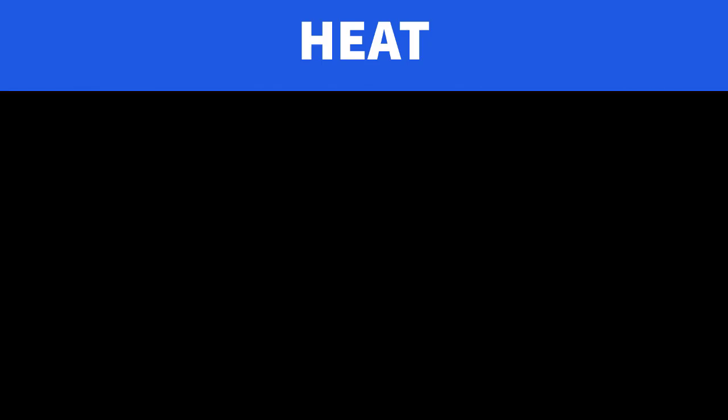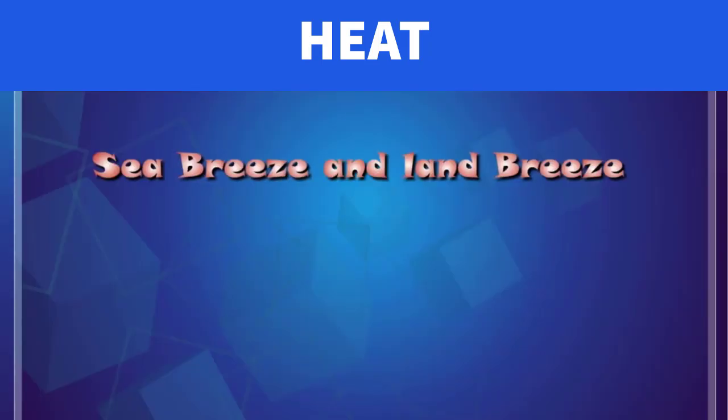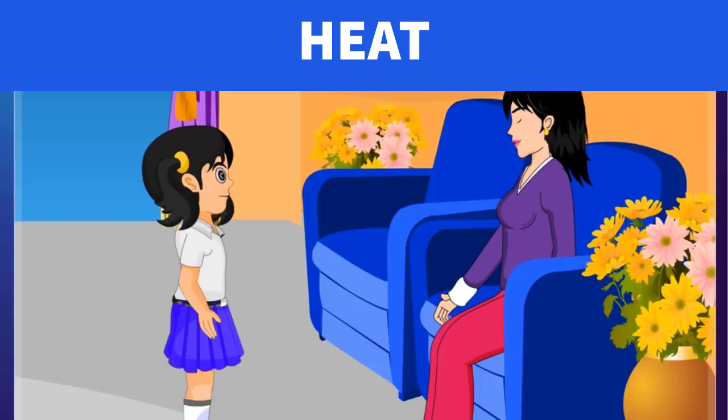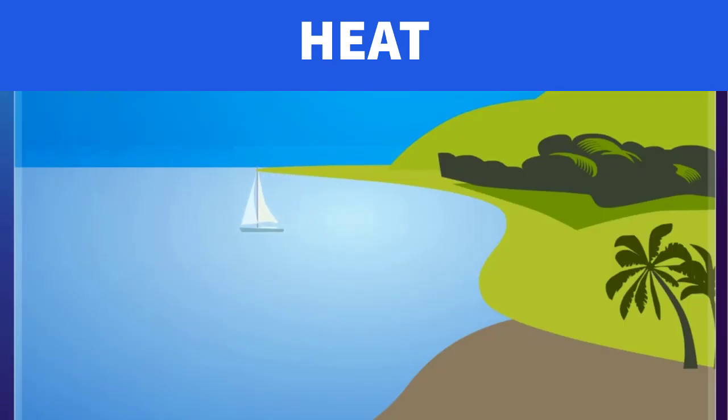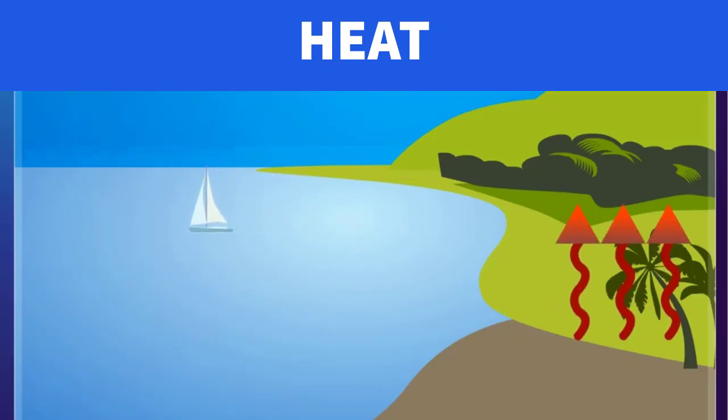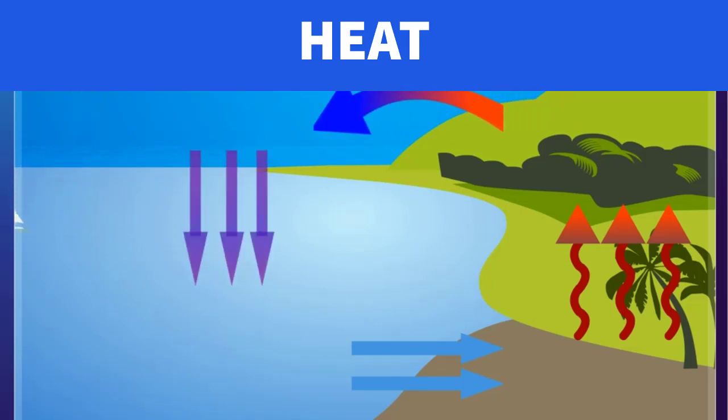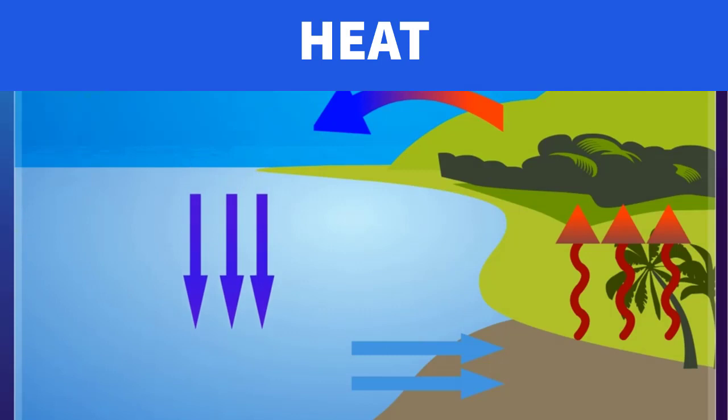Okay. Dear students, now we can see a video of sea breeze and land breeze. Sea breeze and land breeze. Let's study an interesting phenomenon, sea breeze and land breeze. Sea breeze. During the day, the land gets heated faster than the water. The air over the land becomes hotter and rises up. The cooler air from the sea rushes in towards the land to take its place. The warm air from the land moves towards the sea to complete the cycle. The air from the sea is called the sea breeze.